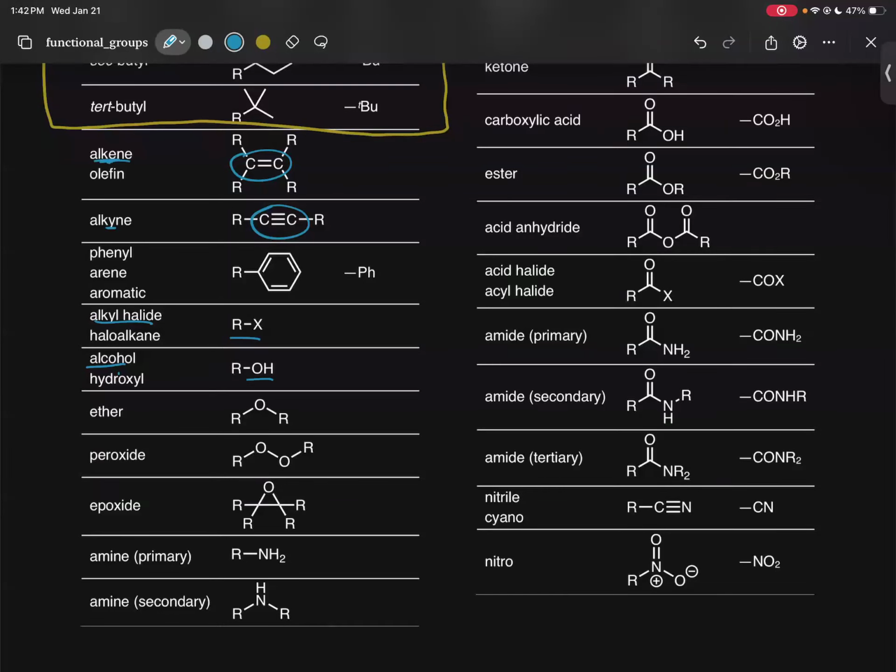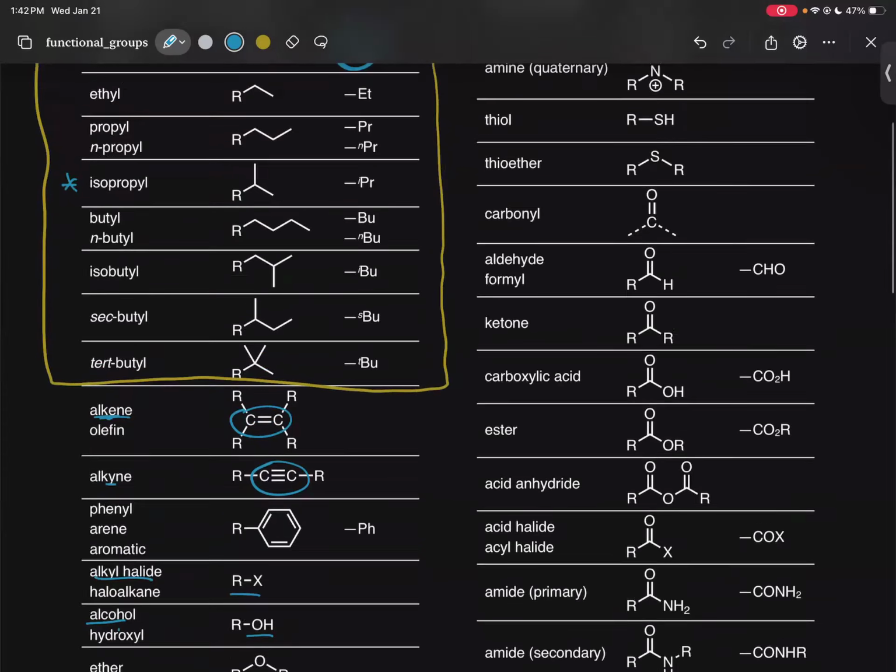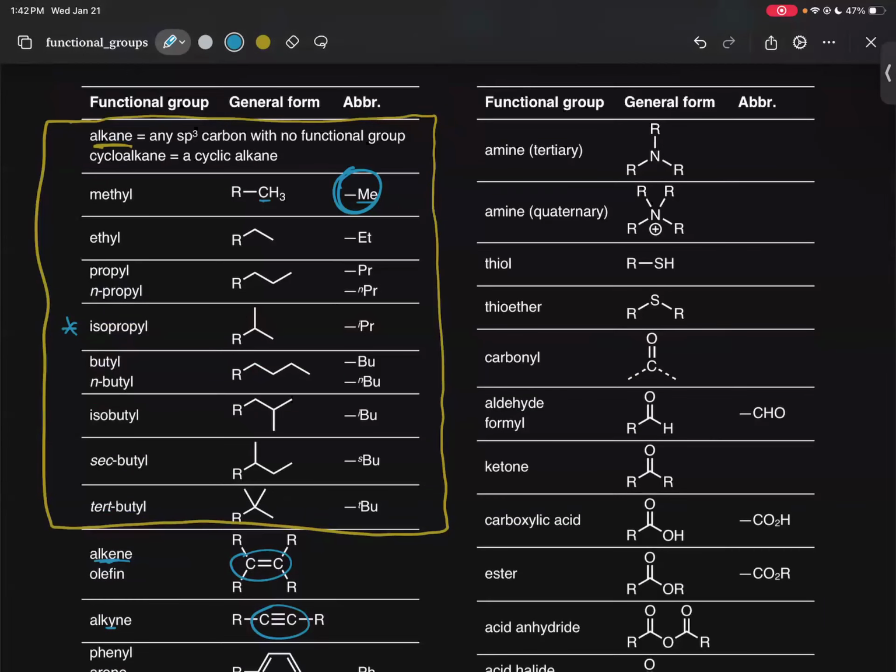Then some other ones with oxygen, ethers, peroxides, and epoxides. Epoxides are cool because it's a 3-membered ring with oxygen in it. Nitrogen, when it has only single bonds, is called an amine. You'll notice I have primary, secondary, and then in the next column, tertiary and quaternary. We'll talk about those distinctions in a little bit. Well, next time, probably. Anything with thio in it has to do with sulfur.